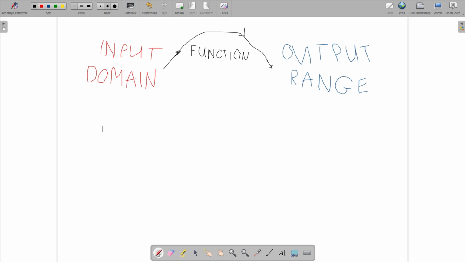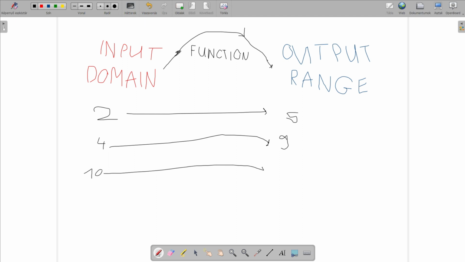Now let's play a game. I will tell you an input, and you have to figure out the function, what we did, by looking at the output. So let's say I have 2, and we get 5. We throw in 4, we get out, let's say, 9. We throw in 10, we get out 21.